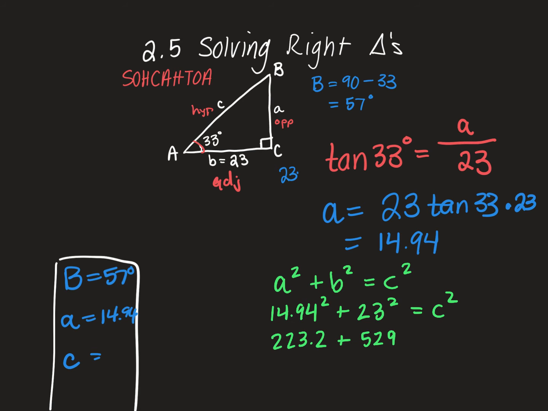529. Yeah. And then when you add those together, what do you get? 752.2. So 752.2 is C squared. Now we will take the square root of both sides to get C by itself. So then C is equal to what? 27.43. And you solved the right triangle.